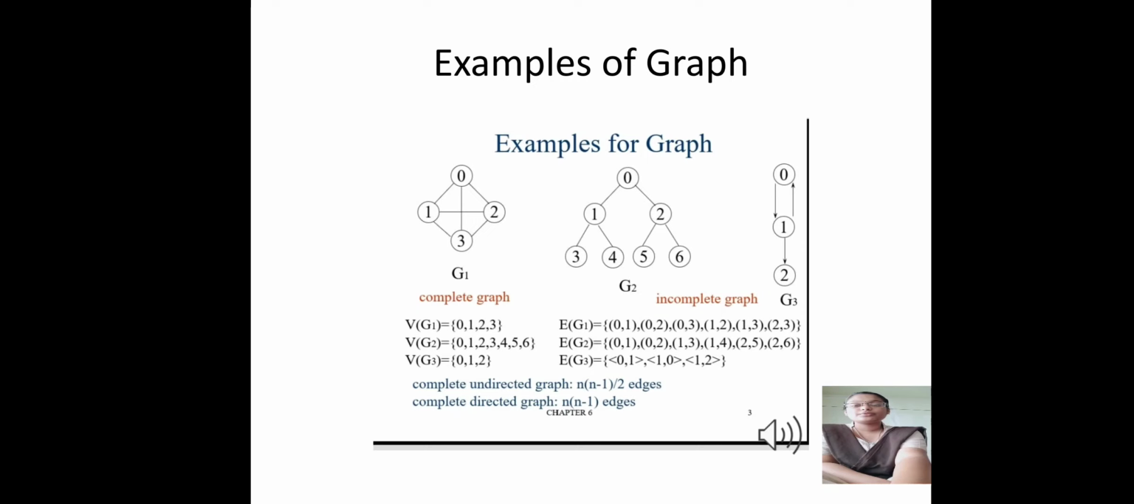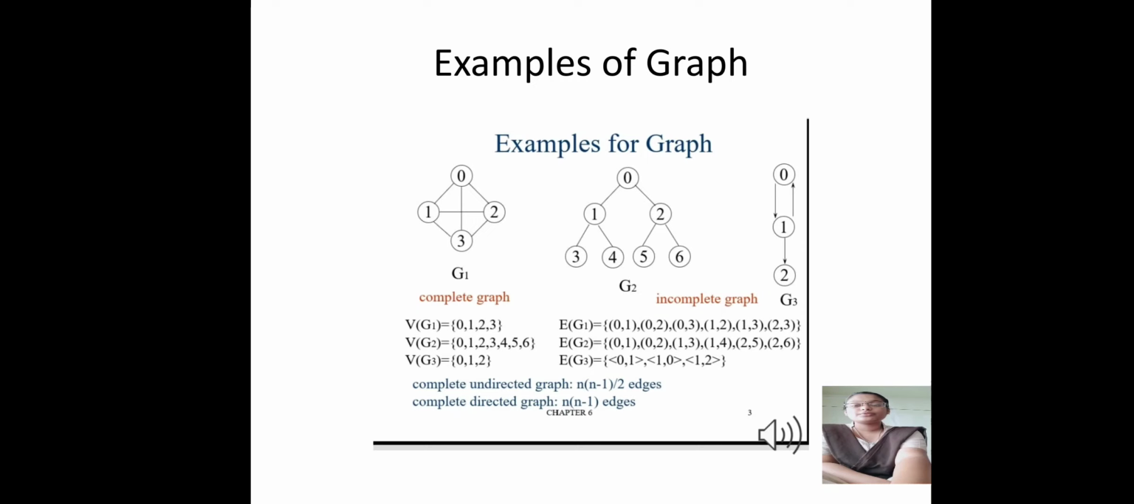Here the vertices are 0, 1, 2, 3, 4, 5 and 6. Here there are 7 vertices. Let us see whether it is complete or incomplete. Directly we can see that it is an undirected graph, and the formula for an undirected graph is n of n minus 1 by 2. N equals 7, so 7 of 6 by 2 is 21. But here there are not 21 edges given, so it is an incomplete graph.